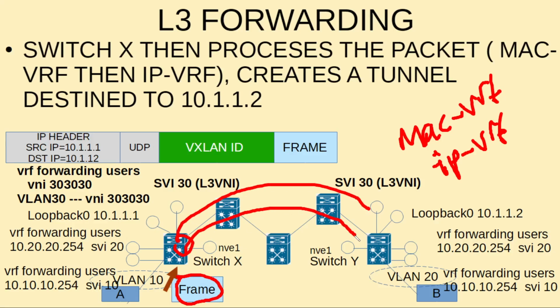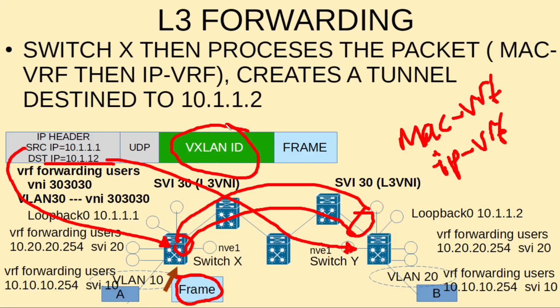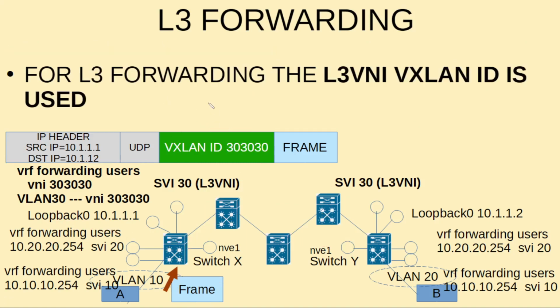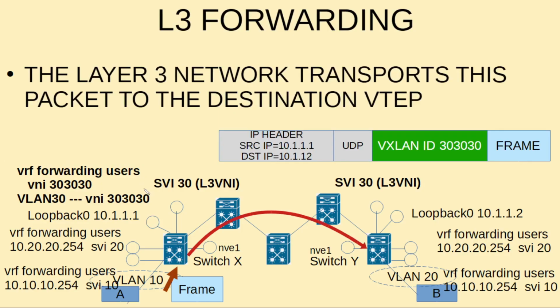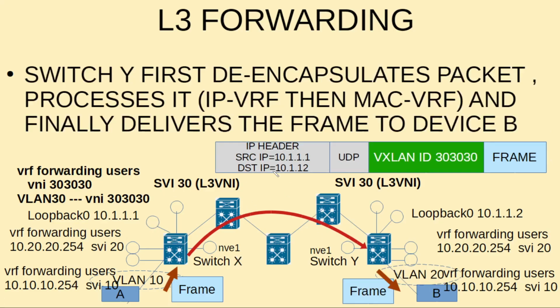The control plane is going to provide the destination IP address, that is the IP address of the destination VTEP. The source IP address is the IP that identifies the source VTEP, and the VXLAN ID that is going to be included in this encapsulation will be the layer 3 VNI. So this particular frame belongs to the user's VRF. This packet is going to be transported by the layer 3 core.